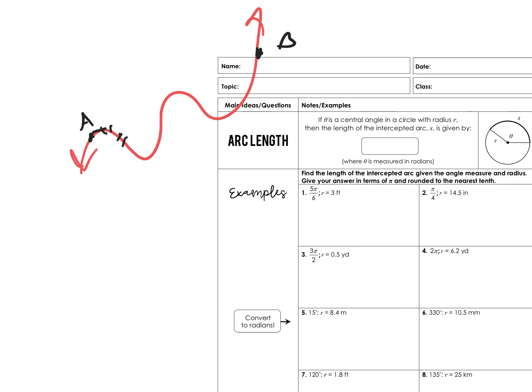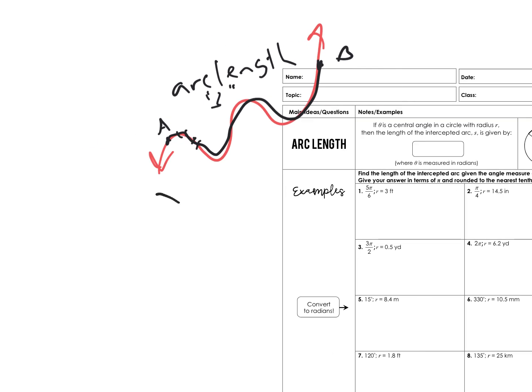But anyway, that distance that we find is called arc length. Arc length is the distance on a curve. The symbol is S. Now, what if we use a curve that we know about? That's a curve that is a what?